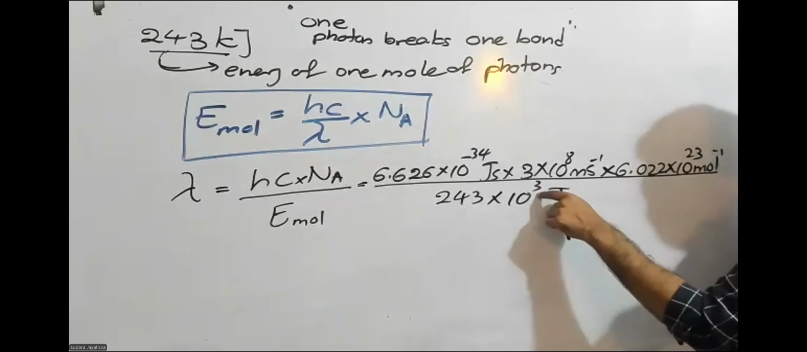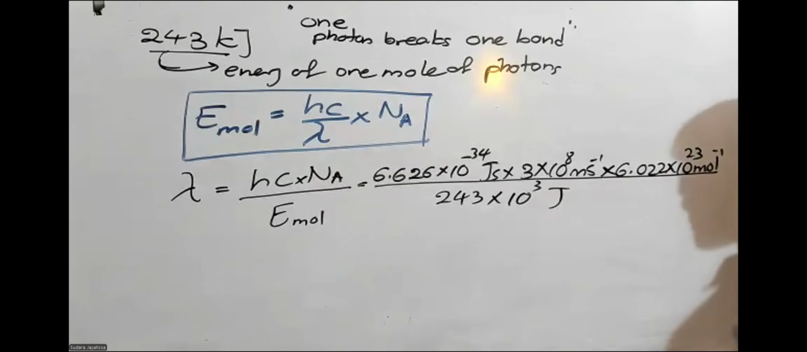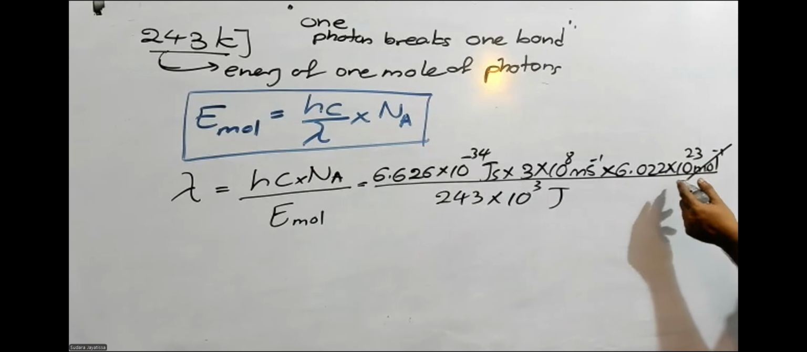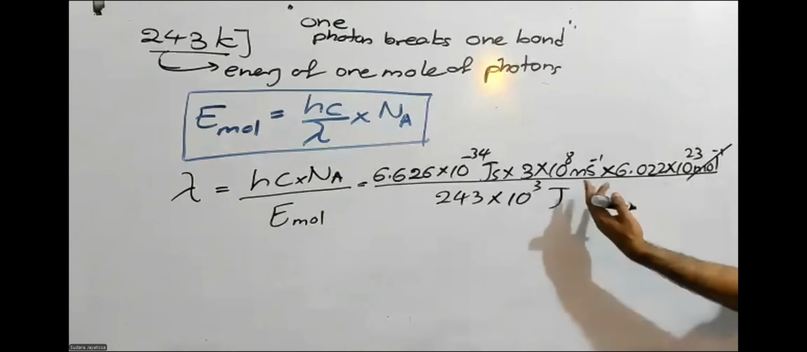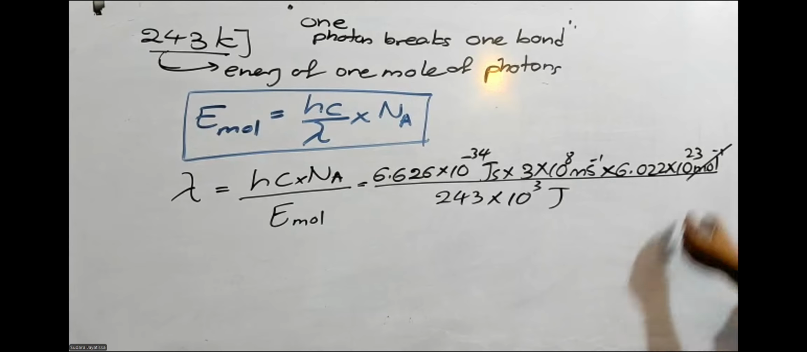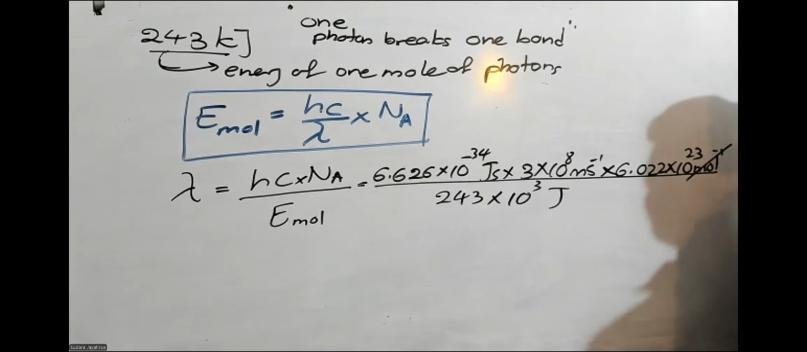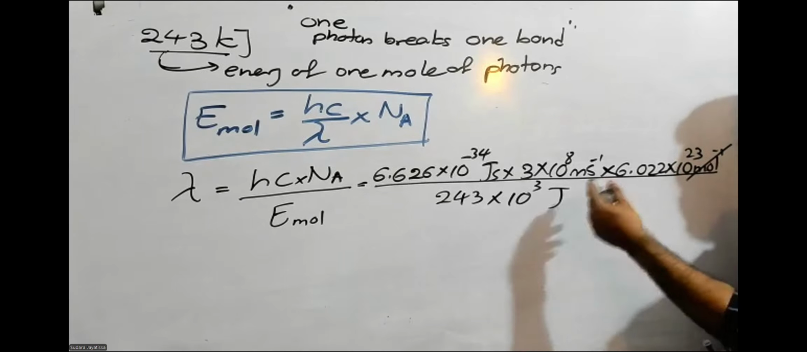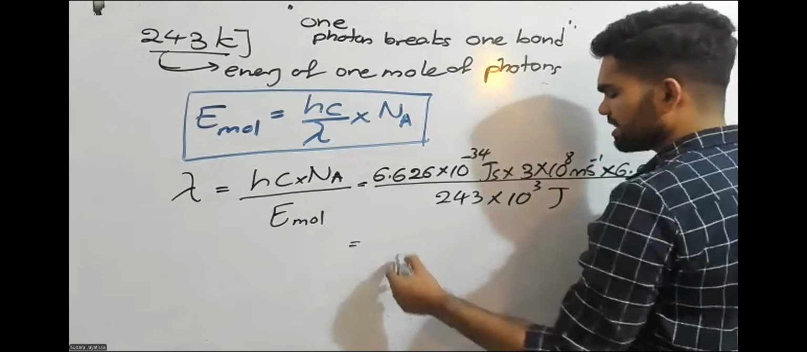Don't forget about the 10 to the power 3. Okay, it is kilojoule. And just ignore this unit here, because usually it is kilojoules per mole. Now they only have given kilojoule. Therefore, just add this unit also. Otherwise, the answer will not come. Right? So we will get the answer in meters. Okay. You'll get the answer in meters.